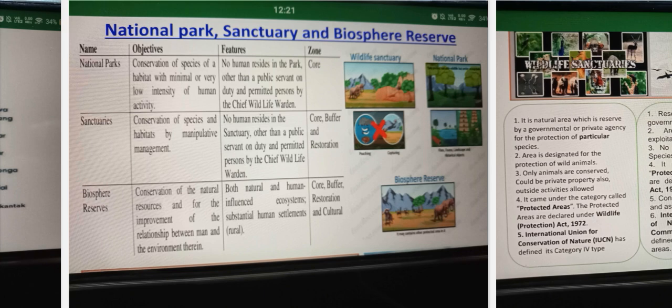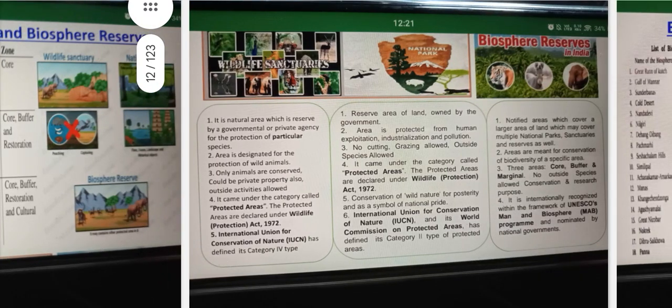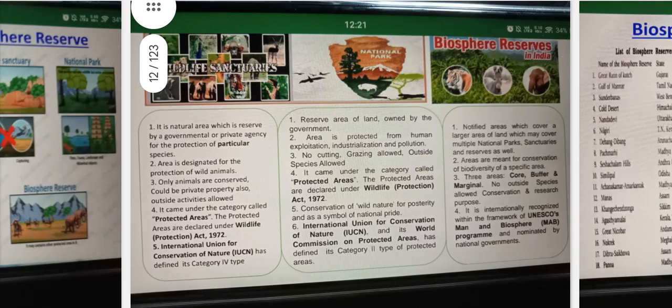Core, buffer and restoration. Then biosphere reserve: conservation of the natural resources and improvement of the relationship between man and the environment therein. Both natural and human influenced ecosystems, human settlements, rural. Core, buffer, recreational and cultural. Then biosphere reserves in India.